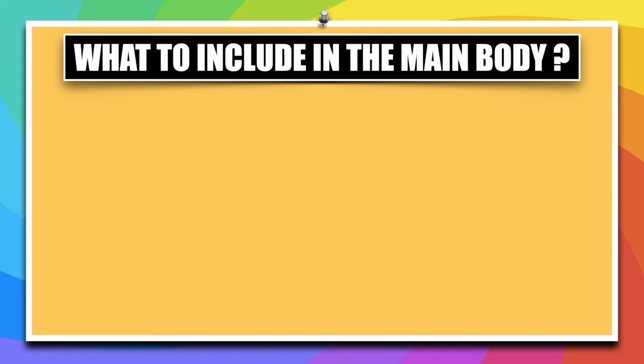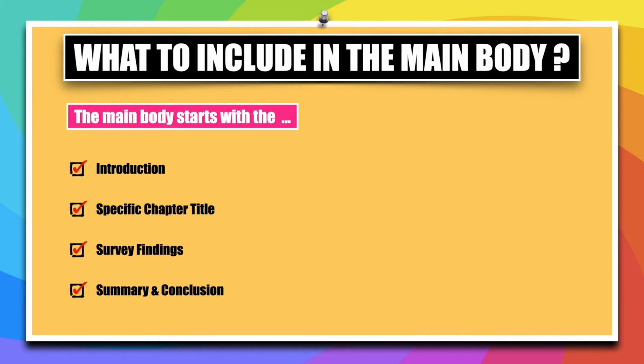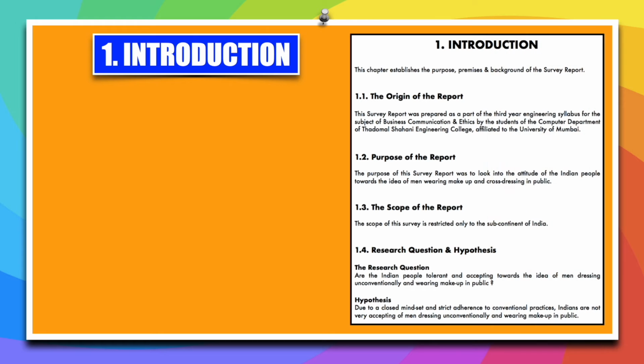So, what to include in the main body? The main body starts with the introductory chapter. It moves on to specific chapters and specific titles depending on your report topic. It also has a chapter on survey findings, as it is a survey-based report, and the last chapter always is the summary and conclusion. So starting with the introduction.